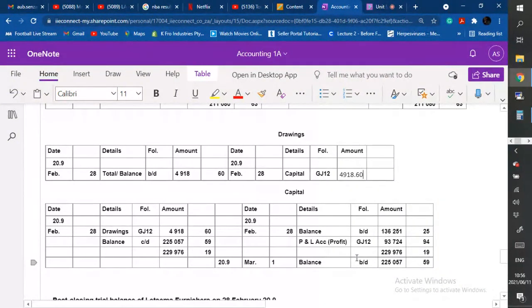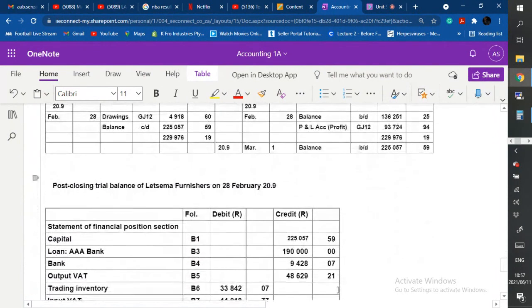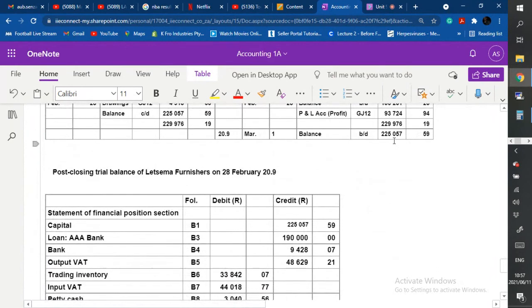So that was the second part of the question. The last bit of the question was to draft a post-closing trial balance as at 28 February 2009. So that is right there. Remember, we have a new capital balance.